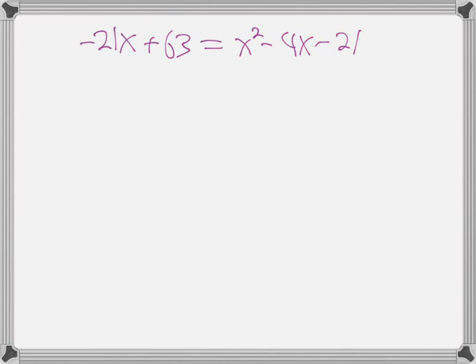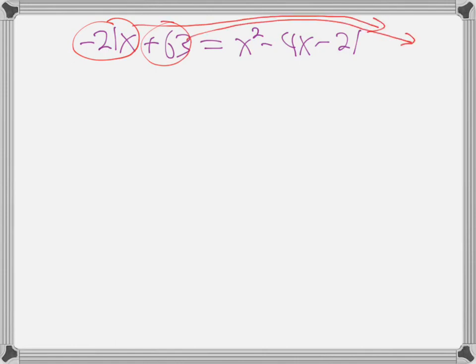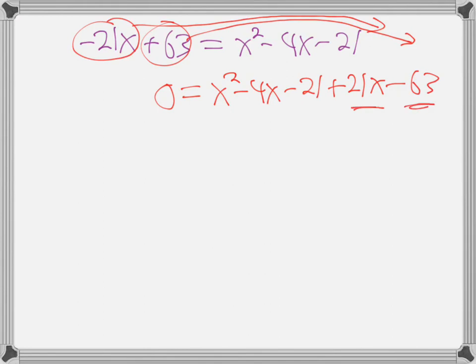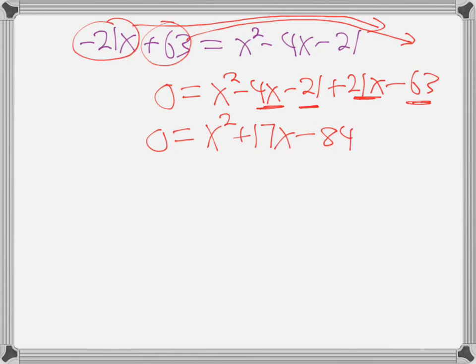Okay, so we're here. We see x squared rear its ugly head. We go, yeah, I know. Get a 0. So jump this guy over here. Jump this guy over here. So we get 0, x squared minus 4x minus 21 plus 21x minus 63, right? They show up on the other side, opposite signs. And now we've got a 0. So then combine like terms. Minus 4x and plus 21x is plus 17x. Minus 21 minus 63. Use your calculator. Minus 84.